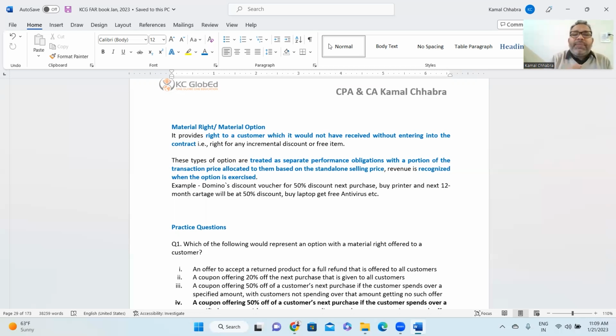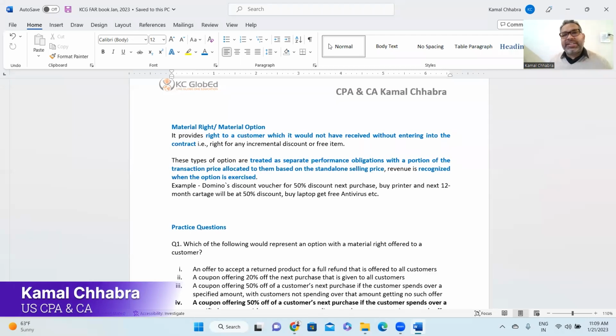So as you are making the effort to purchase the first pizza, they are encouraging and motivating you, and giving you the right to purchase another pizza at 50% discount. And 50% is significant in terms of value, hence this is considered a material right. But they're giving a material right when you have purchased something, right? For example, I buy an HP printer and they give me a 50% discount voucher to purchase the next three cartridges. So 50% is a significant discount for the next three cartridges.